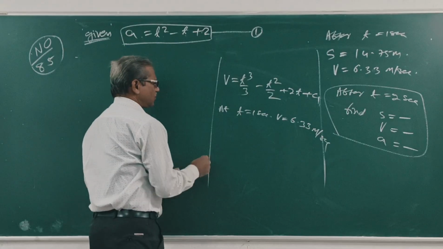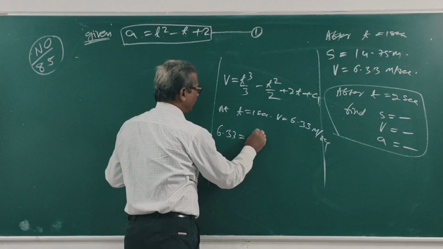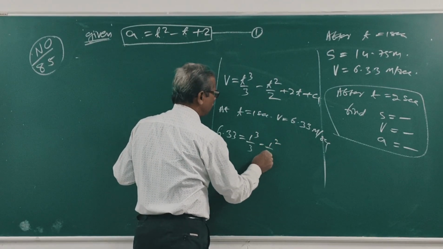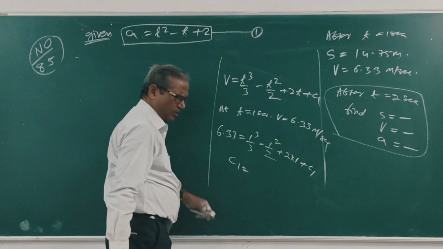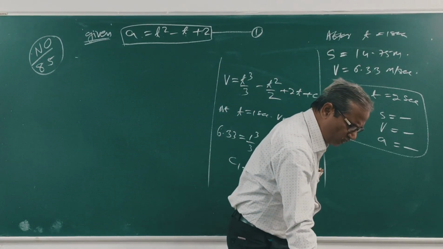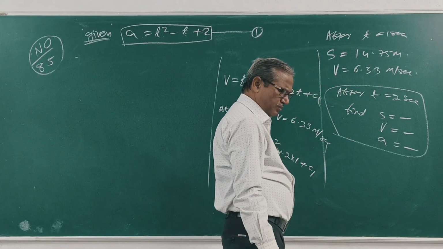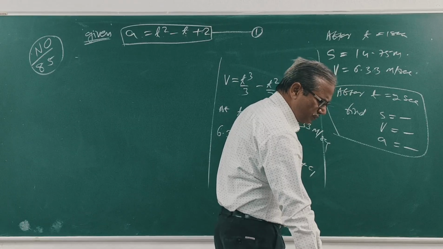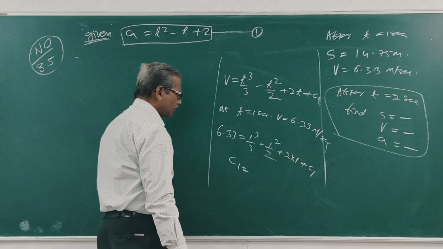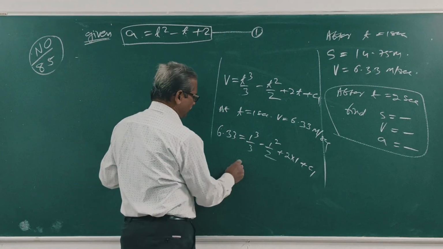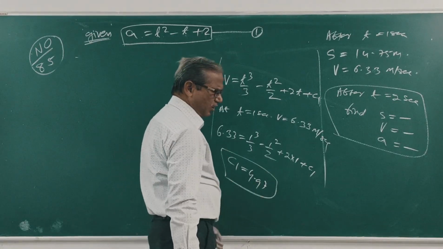Clear? So 6.33 is equal to 1 q by 3 minus 1 square by 2 plus 2 into 1 plus c1. What is c1 equal to? Now find the value of c1. Put the values, find out c1 is equal to 4.97. This is the value of c1.